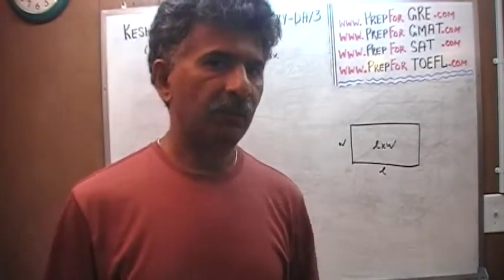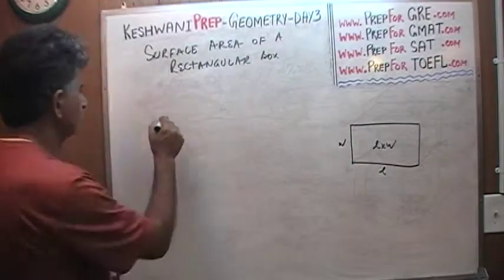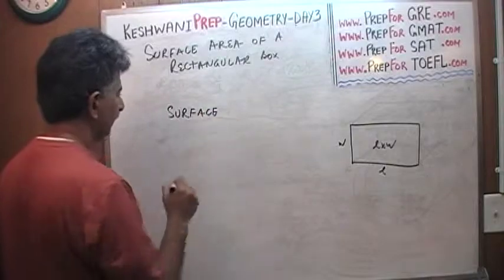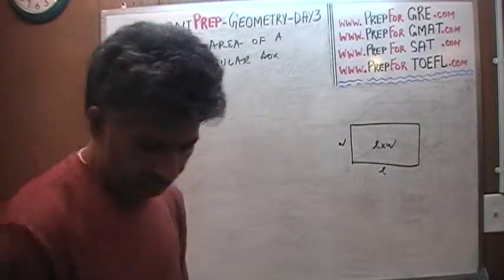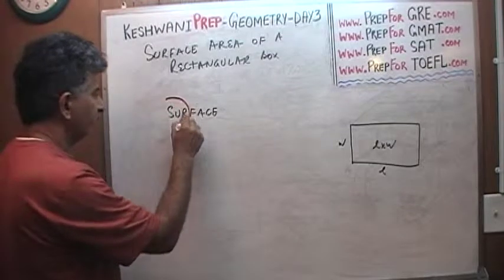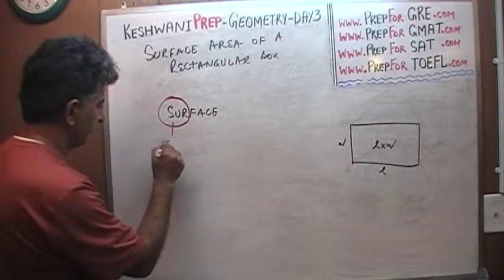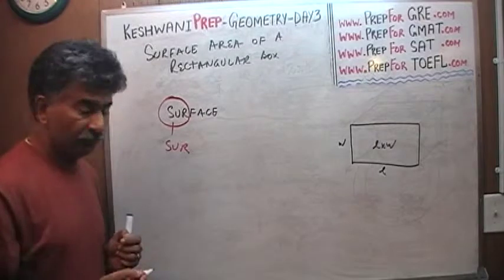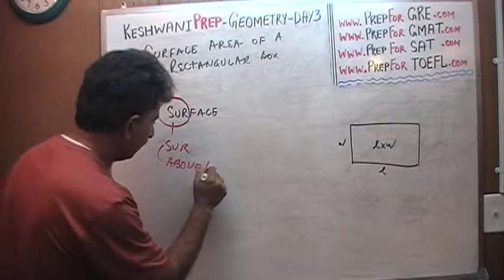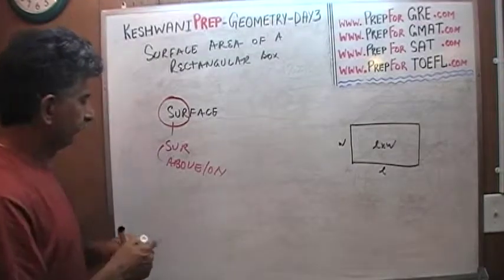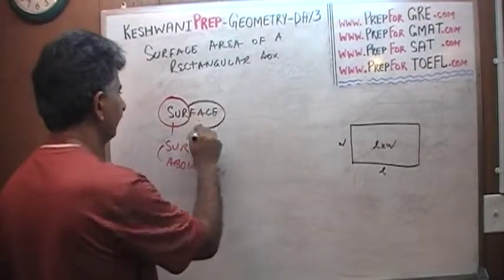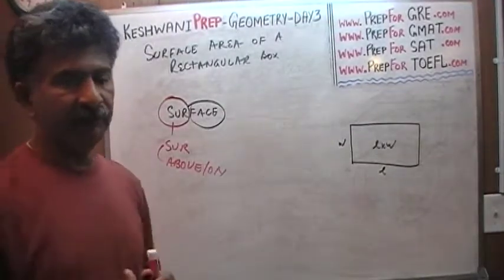For that, we have to first understand the word surface. I know it sounds very ridiculous, but be patient and just listen to what I have to say. The English word surface is made up of two parts. It is made up of a prefix, sur, which comes from the French word sur, which means above or on something. Above something or on something. And then of course the face. So literally it means on the face.